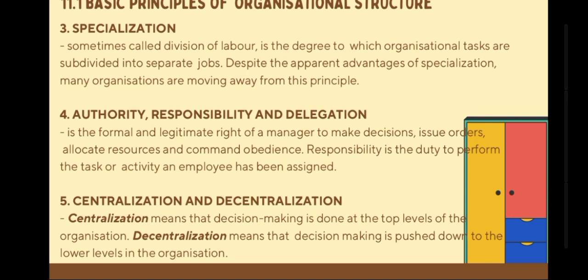Number 5: centralization and decentralization. Centralization means the decision making is done at the top levels of the organization. Decentralization means that decision making is pushed down to the lower levels in the organization. For example, at Starbucks, most of the day-to-day decision making is centralized in a functional hierarchy led by the CEO, which includes the heads of the company's functional departments, product-based divisions, and geographic divisions who exercise top-down control over the departments and individuals below them.